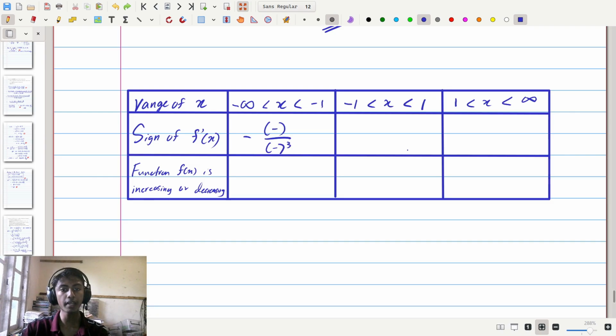So a negative number cubed is still a negative number. So we have a negative number divided by a negative number here, which is a positive number, and then minus a positive number is a negative number. So therefore the overall sign of f prime x is equal to negative. Next, we consider the next range of x in between negative 1 and 1.